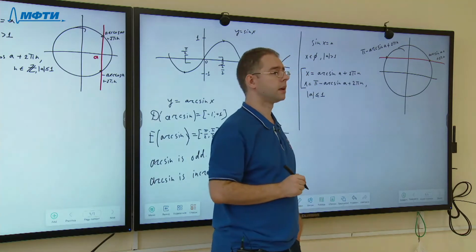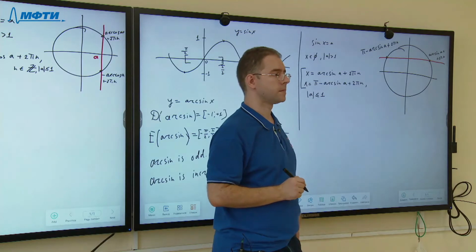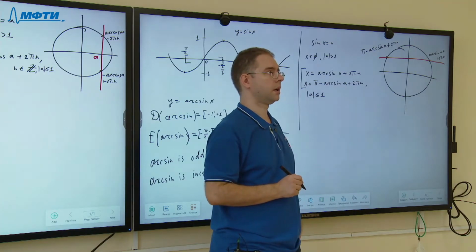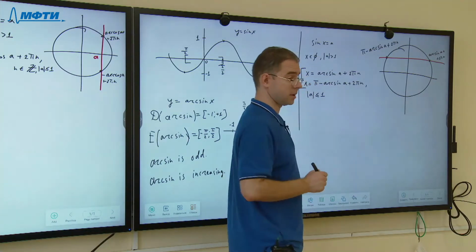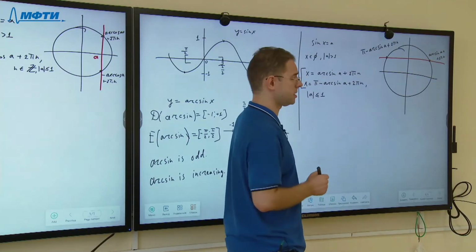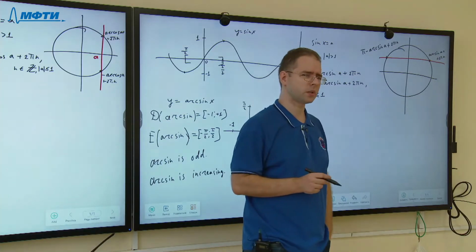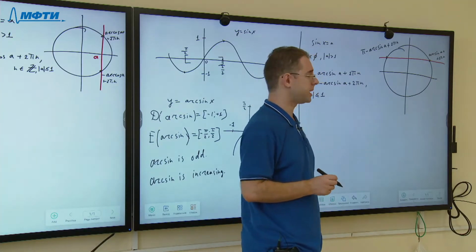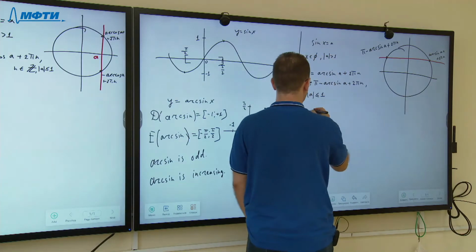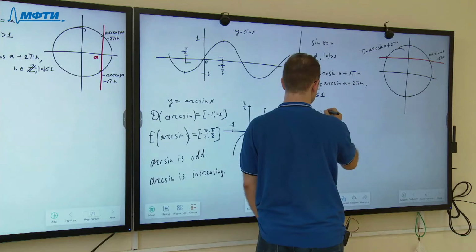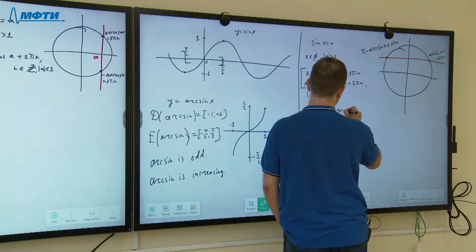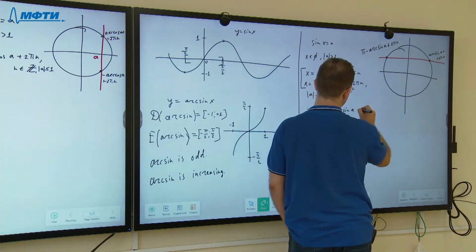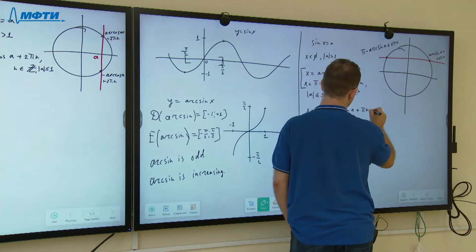Can you write it in my arc sine a bracket n pi plus minus 1 raised to the power of n? Yes. Of course, those two series of solutions. Series is the wrong word. Basically, those two sets of solutions, I will write like this: x equals minus 1 power n arc sine a plus pi n.